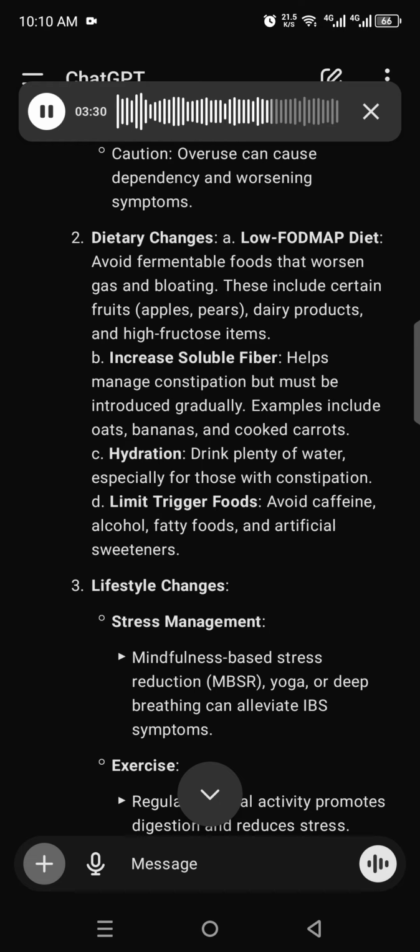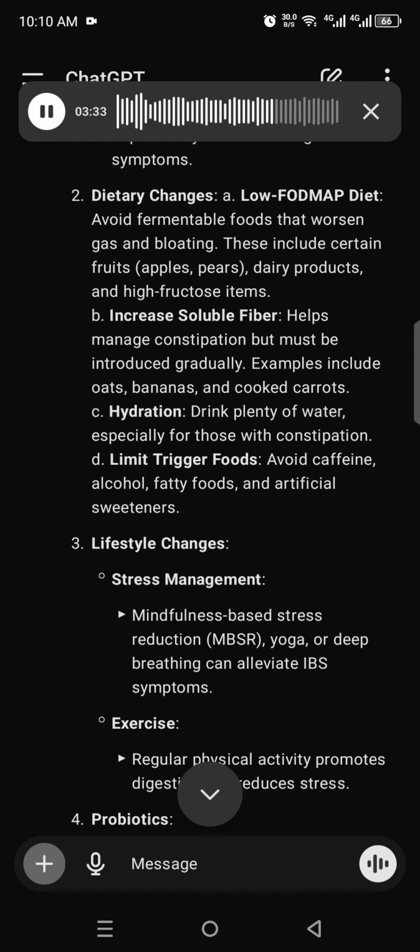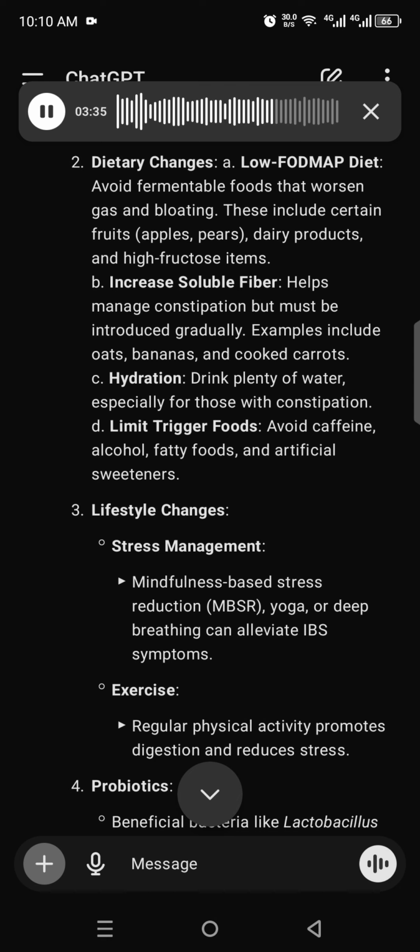2. Dietary changes. A. Low FODMAP diet. Avoid fermentable foods that worsen gas and bloating. These include certain fruits, apples, pears, dairy products, and high fructose items.